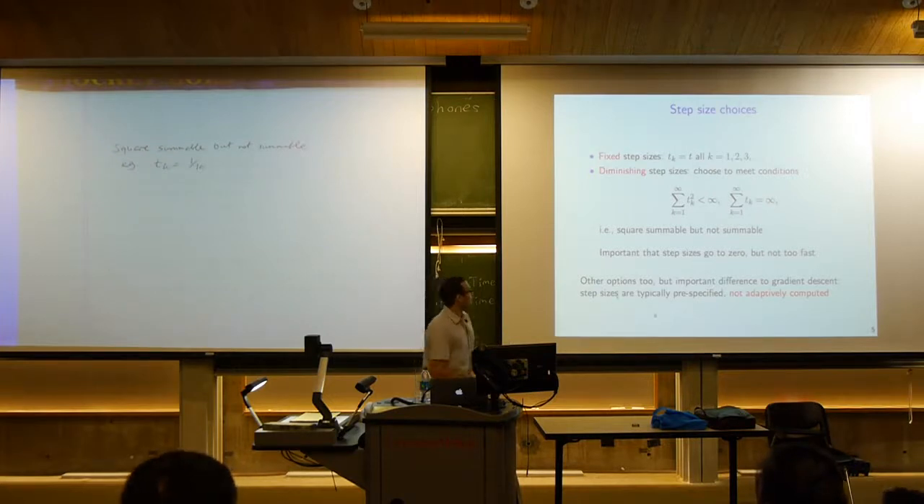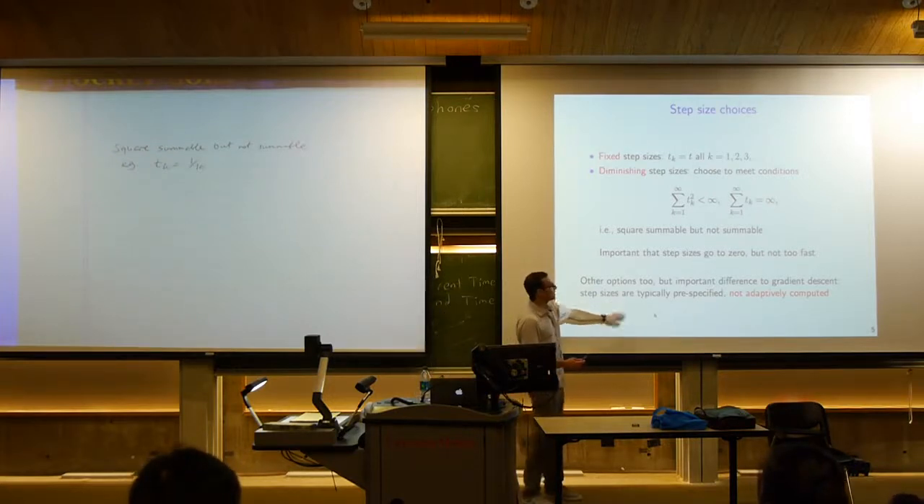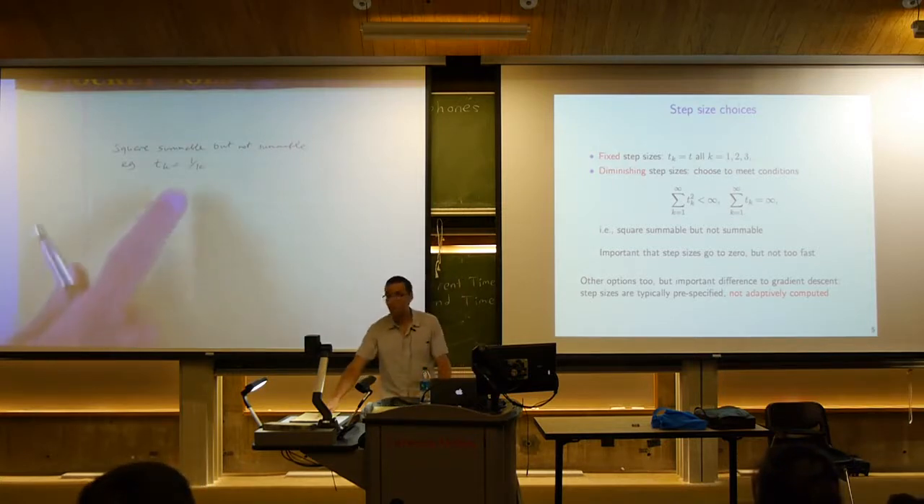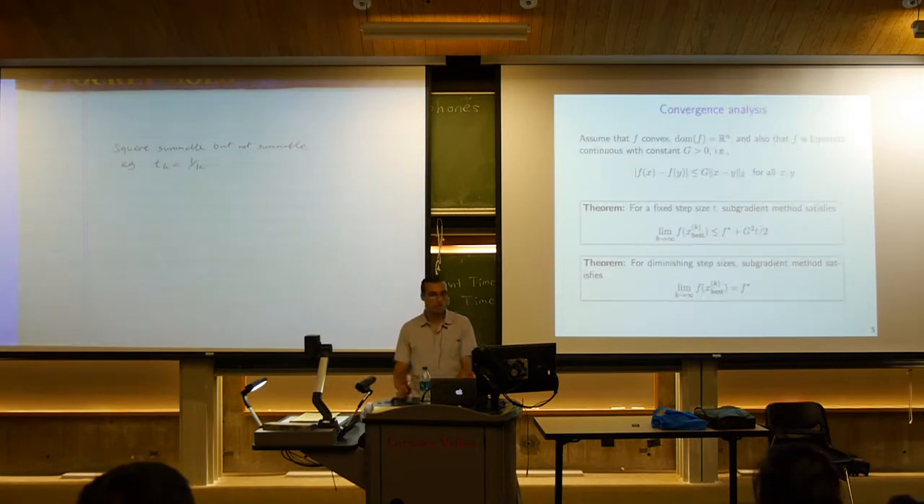So there are lots of other options, but the important difference from gradient descent is that we don't have something like adaptive line search. There's no analogy in general of backtracking for the subgradient method, at least not that I'm aware of. Okay, so these are the most common options, something like this or something that's fixed.